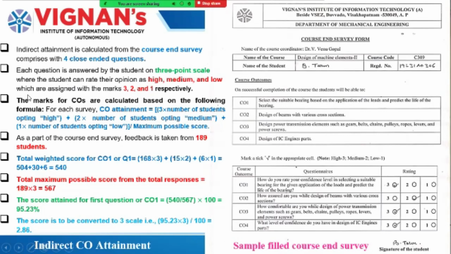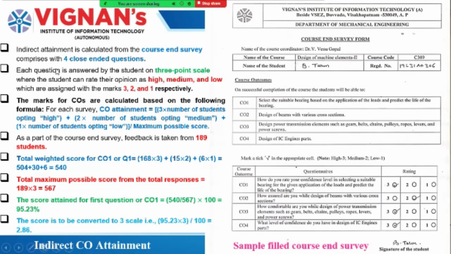But the maximum possible score will always be the number of students, 189, into the maximum value, 3. It is 567. Then the attainment for the first question, or CO1, is 540 by 567, that is 95.23 percentage. Again, we have to convert this value into a 3-point scale, so 3 by 100, then 2.86. So the value is 2.86. Like that, we have to find the attainment.